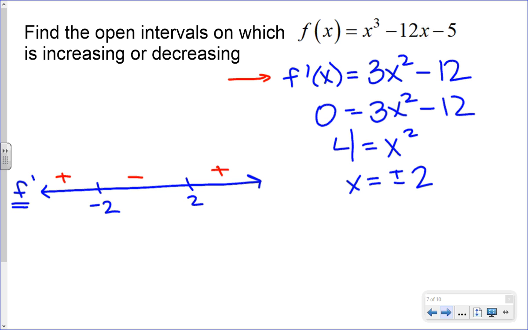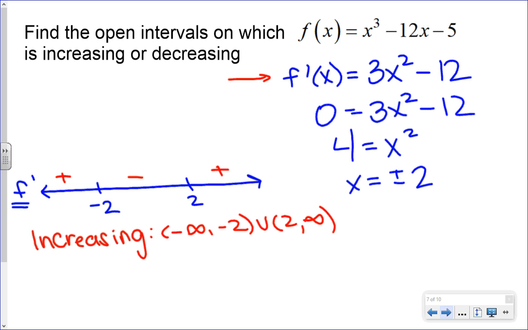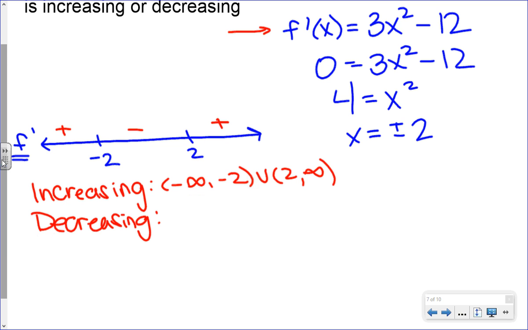Okay? So this is what happens. We are increasing on any interval where our derivative is positive. So our derivative is positive from -infinity until -2 and from 2 to infinity. Our function is decreasing anytime our derivative is negative. Well, our derivative is negative on the interval -2 to 2, so our function is decreasing on the interval -2 to 2. And that's it.